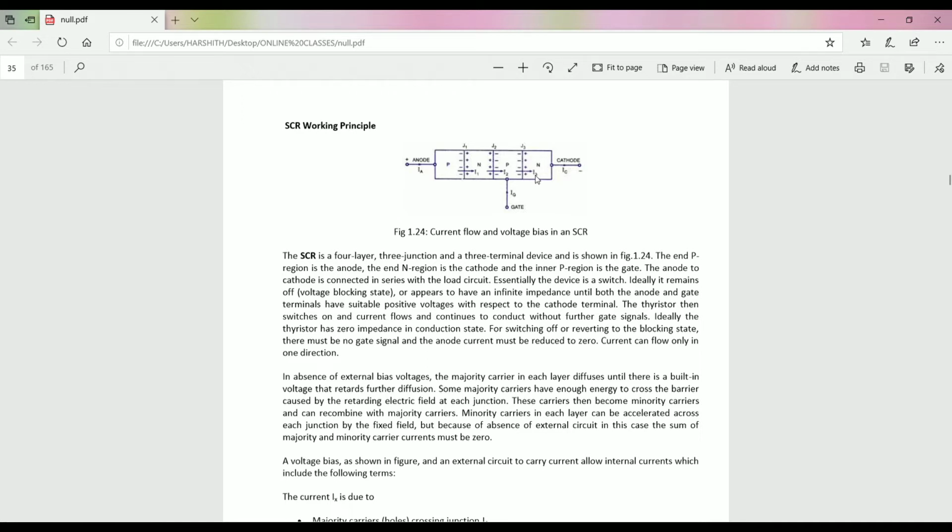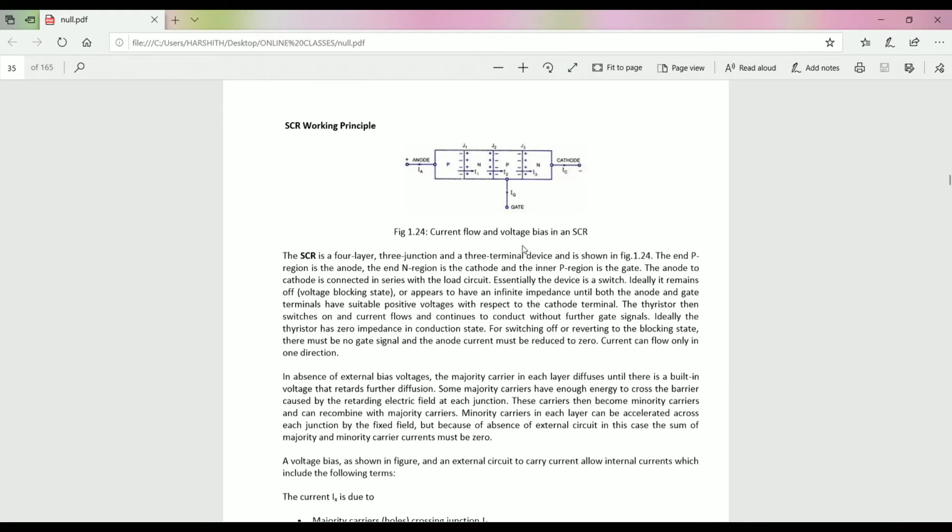The voltage applied to make the cathode positive is called the reverse voltage. So the polarities are reversed, and the SCR is said to be in the reverse blocking state. In the forward blocking state, the anode is positive and the cathode is negative. Suppose polarities are reversed, anode negative and cathode positive; that is the reverse blocking state.